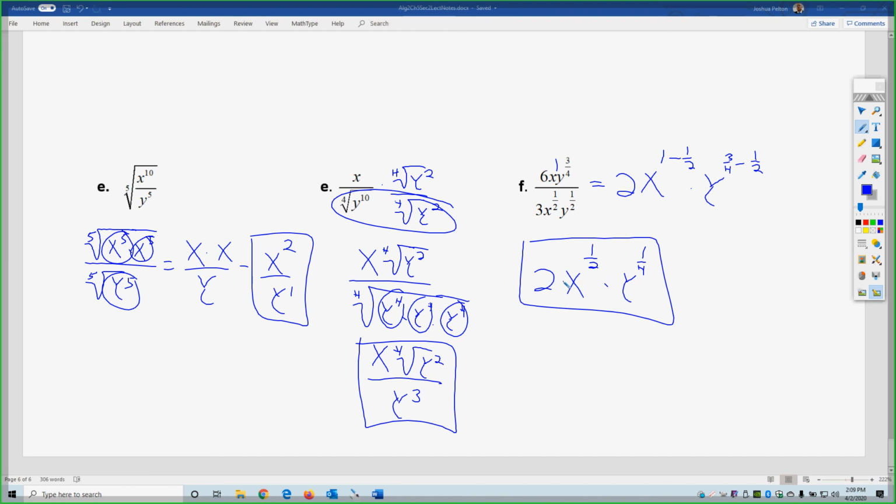There's our final answer. And again, these can be written whenever there's fractions in 2 different ways. So this could also be 2 times the square root of x times the fourth root of y. Either of those is the equivalent answer. One's just exponent form, one is radical form. That is the end of this lesson.